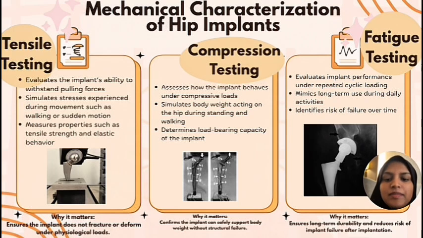Lastly, fatigue testing is used to simulate long-term use. The hip implants experience millions of loading cycles over a person's lifetime, so this test repeatedly applies force to the implant to see whether small cracks or failures develop over time. This helps predict the long-term durability of the implant. Together, these three tests make sure that the implant won't suddenly fail under real movement.